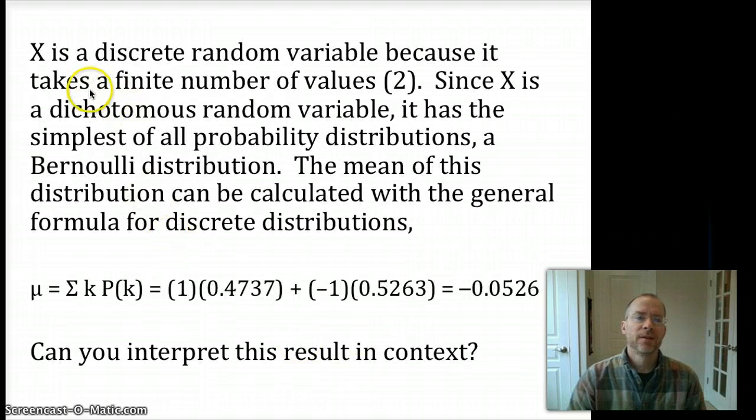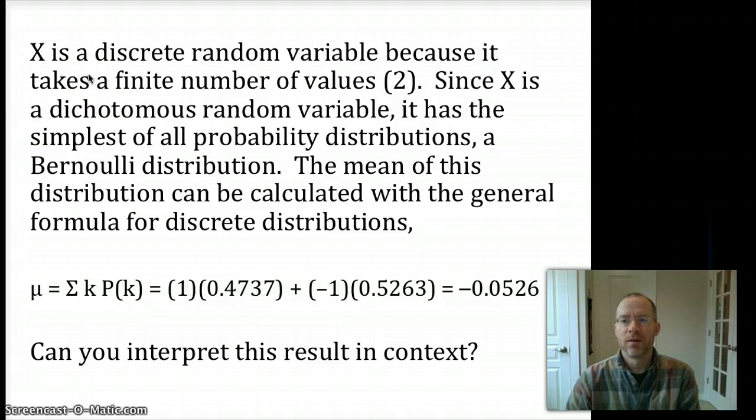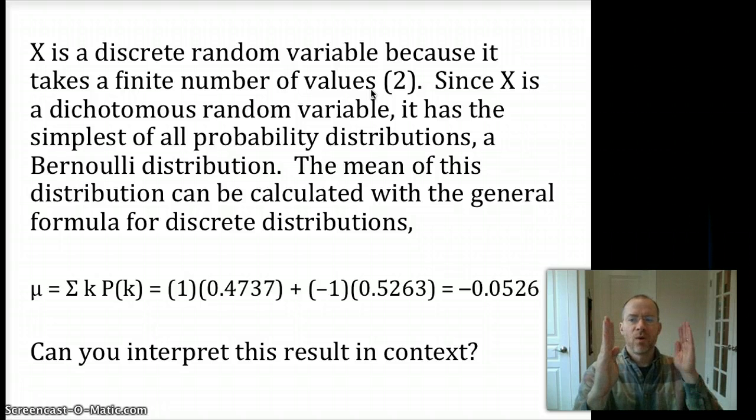Okay, now x, the discrete random variable defined by the roulette winnings. This is a discrete random variable because it takes a finite number of values. Well, actually, probably a better way to say that would be it's a discrete random variable because it takes these two separated individual values, -1 or +1.